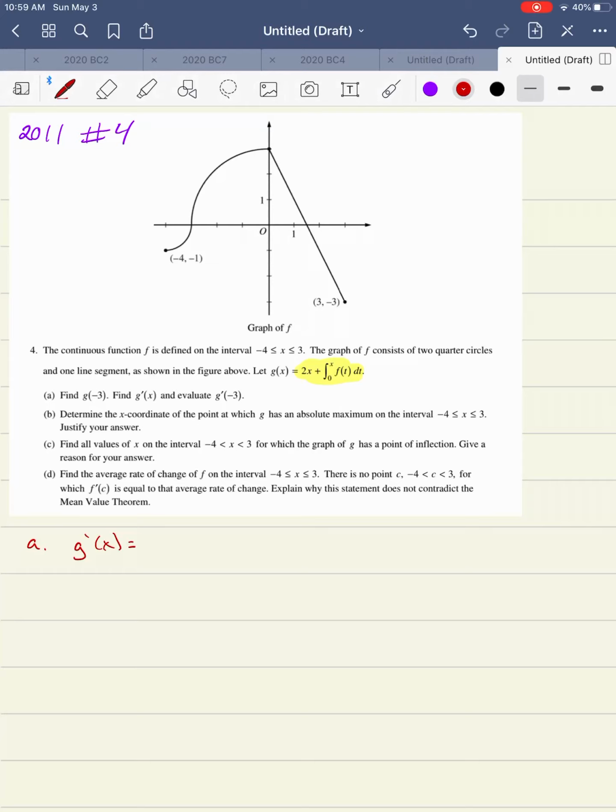So remember, g prime of x is just 2 plus f of x. So where that equals 0 is my critical value. That looks like f of x equals -2. So I'm looking for where this function's y value is -2. That's going to be right down here. So I need the x-coordinate that gives me -2.